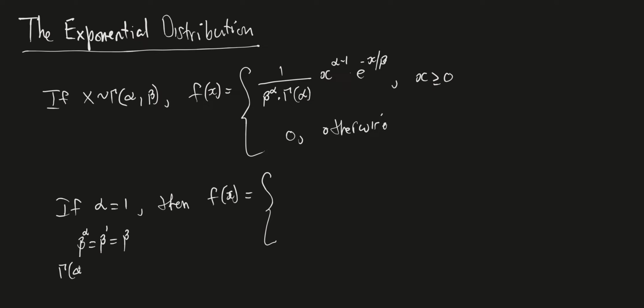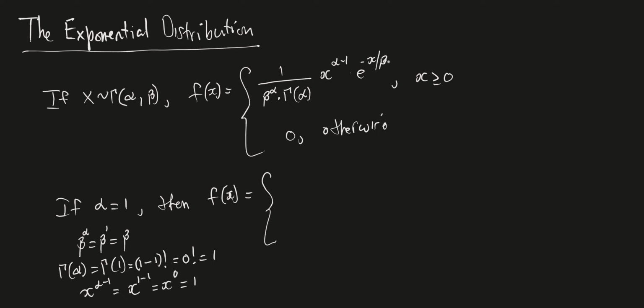Gamma of alpha becomes gamma of 1, and we know that recursive property for the gamma function. When you have a positive integer there, the gamma of a positive integer is that positive integer minus 1 factorial. But that boils down to 0 factorial, which is 1. And then we have the x to the alpha minus 1, which is going to be x to the 1 minus 1, which is x to the 0, which is equal to 1.